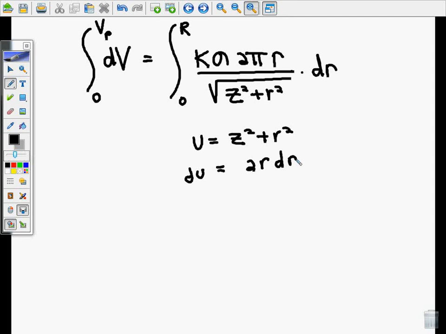All right, so what do you get then? Tell me. Keep the constant in there. Keep the 2 in there, because 2 is constant, the derivative of r squared. So we keep the 2r in there. Keep the 2 inside.